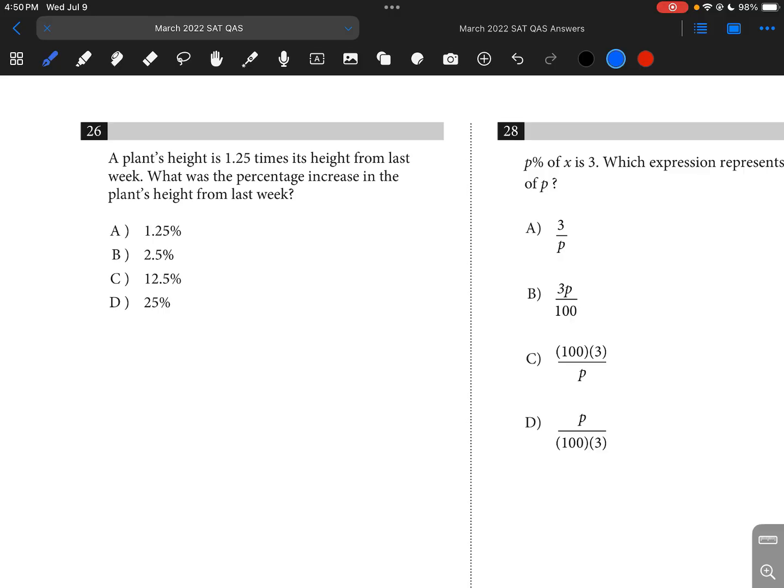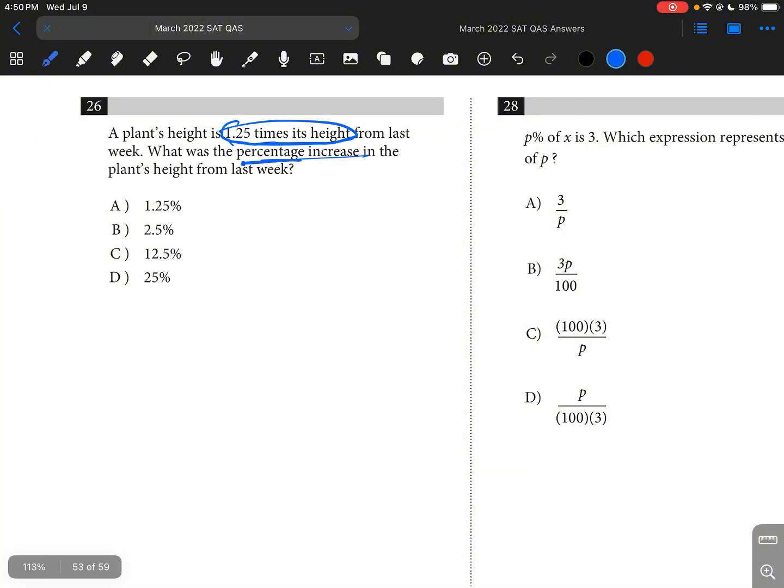A plant's height is 1.25 times its height from the last week. What was the percent increase? Okay, so whenever you see some scalar like 1.25 times its height, the percent increase is just that number minus 1. So 1.25 minus 1 is 0.25. Turn that into a percentage, you get 25%.